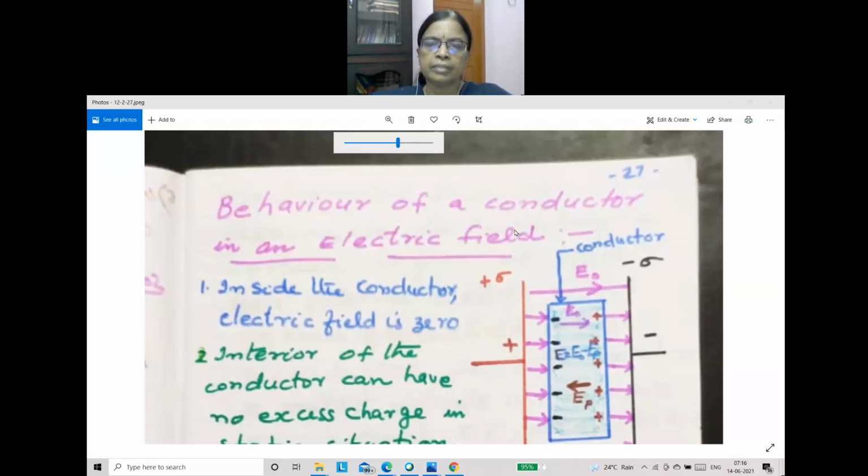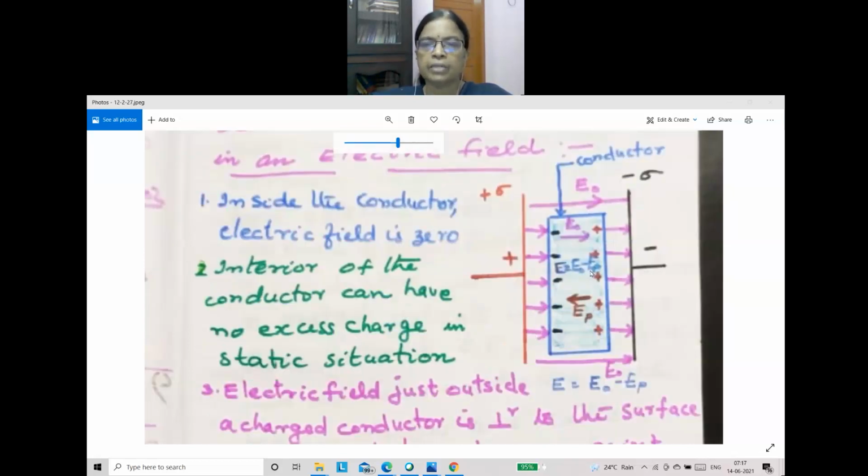Clear, children? When a conductor is kept in a uniform electric field, rearrangement of electron charges takes place. Electrons come and arrange near to the positive plate, and an equal number of positive charges it gets on the right side of the conductor. Okay.